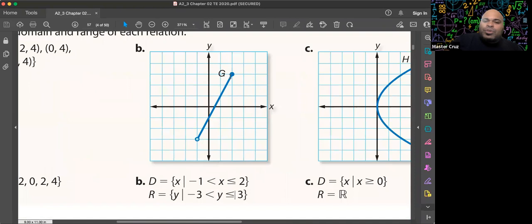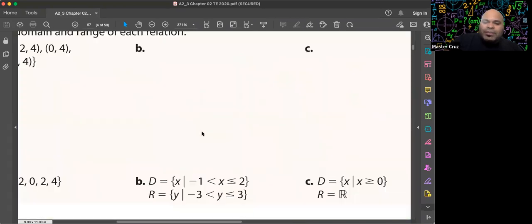But this circle is closed, so that's included. So that's less than or equal to. And that's very important, that you make the distinction.